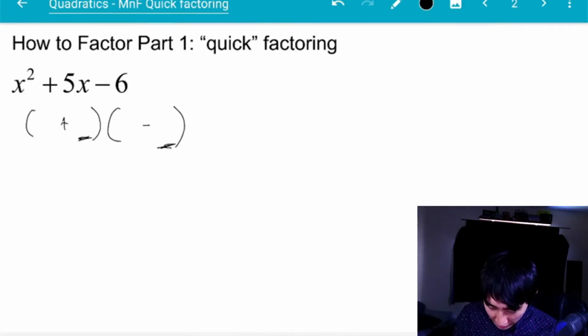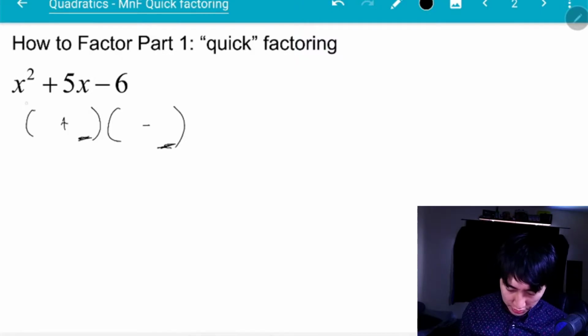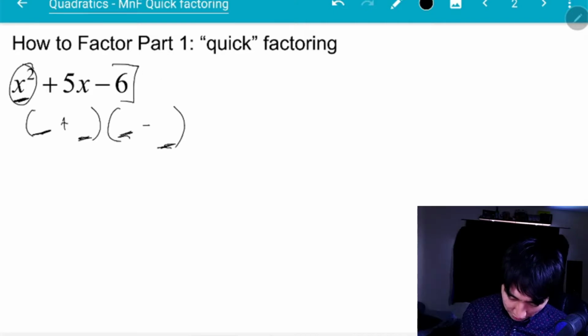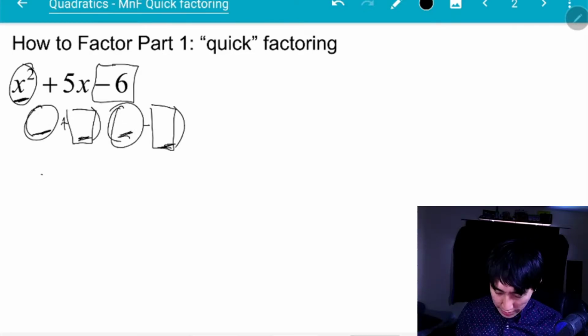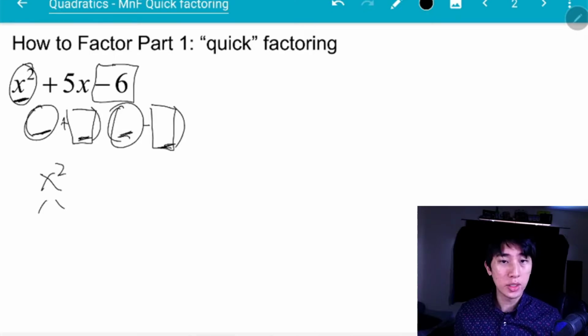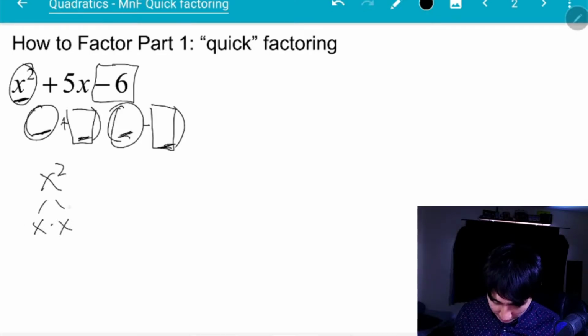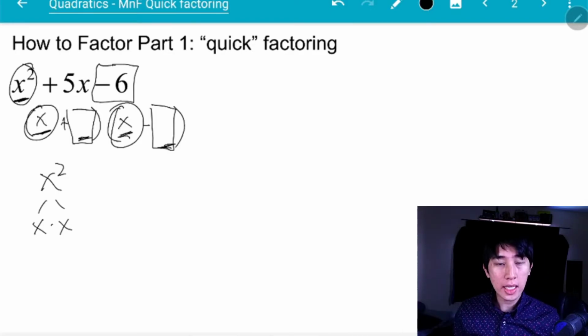Now, from here, after that, basically what you're going to do is say what factors go into this first term and what factors go into this second term, and those factors will go right over here. So how do we get x squared? What do we get multiplied together to get x squared? And as you guys know, it's just x times x. That means 1x goes here and 1x goes here.